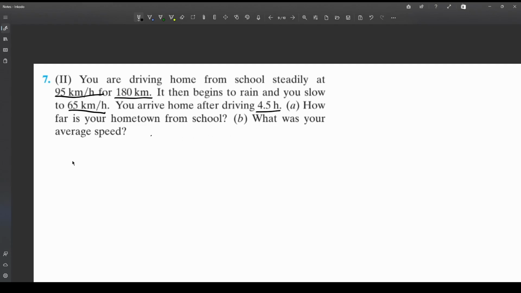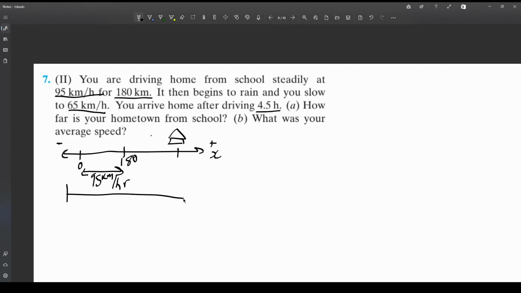So for our diagram, let me draw my best house. Yep, so that's our house for today. So this is the 180 kilometer point, and from here to here, you're doing 95 kilometers per hour. So this plus and minus signify a reference. And then the total time for the whole thing is 4.5 hours.